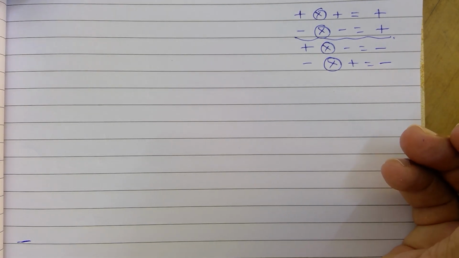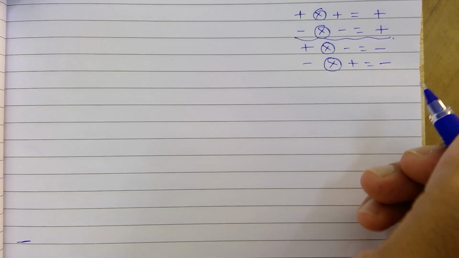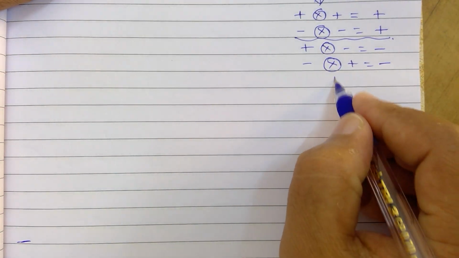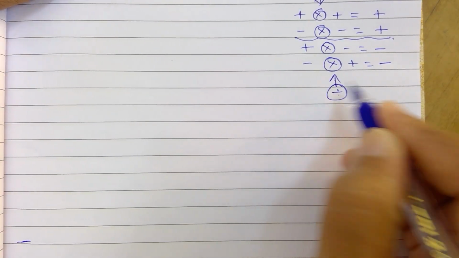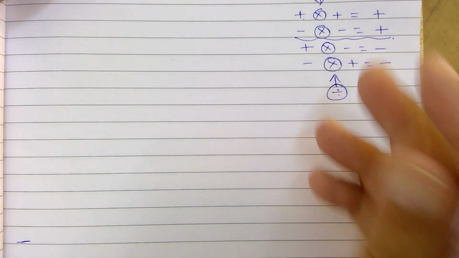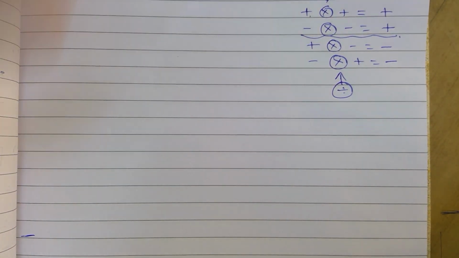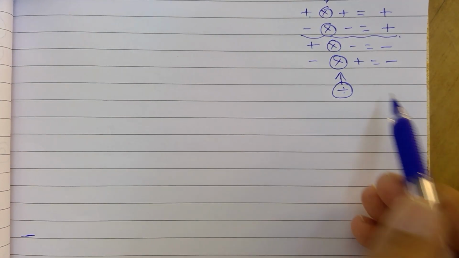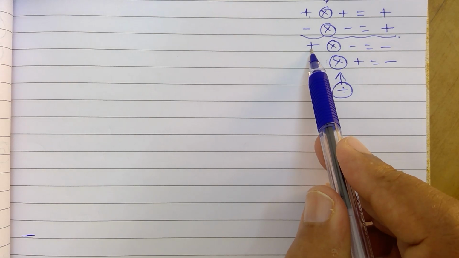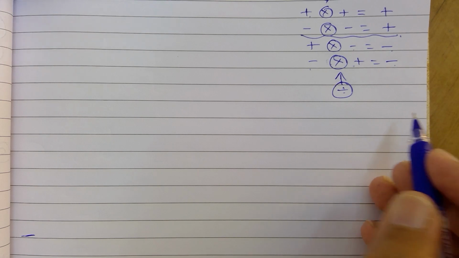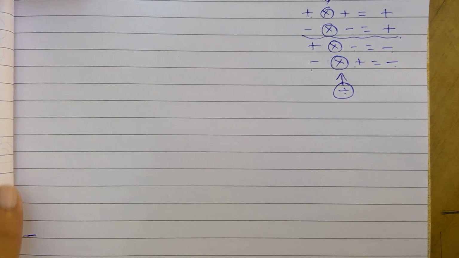So now, my dear students, let us see that the same will apply for division also. That means when you divide a positive with another positive, you will get positive. And when you divide negative with a negative, you will get positive. And in the same way, if you divide positive with negative, you will get negative, and negative with positive, you will get negative. So now let us see some problems.